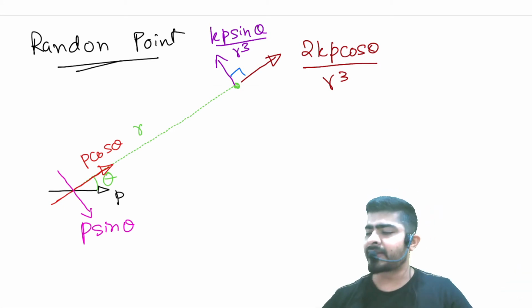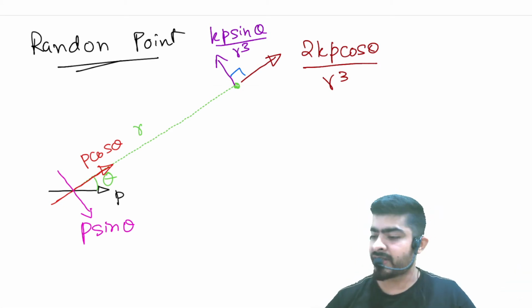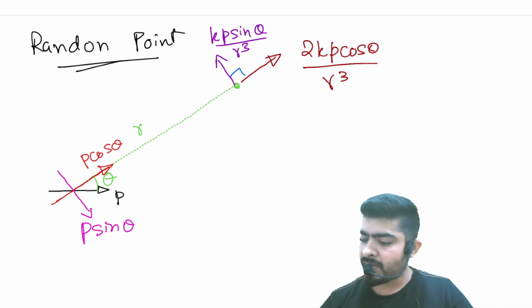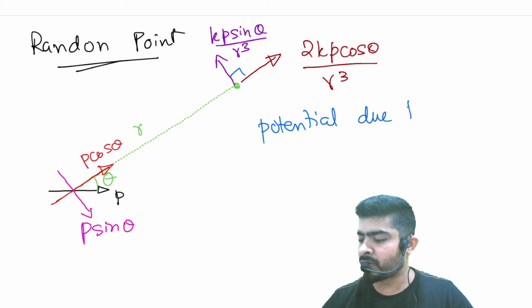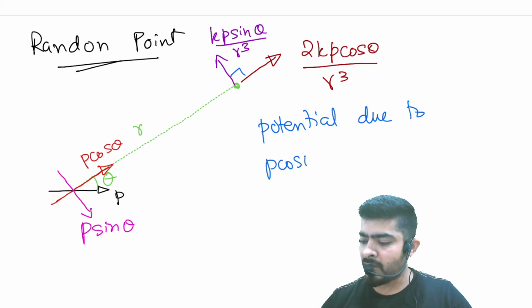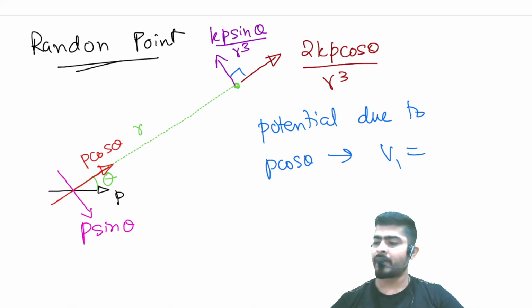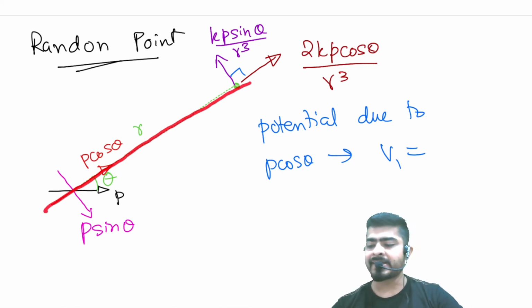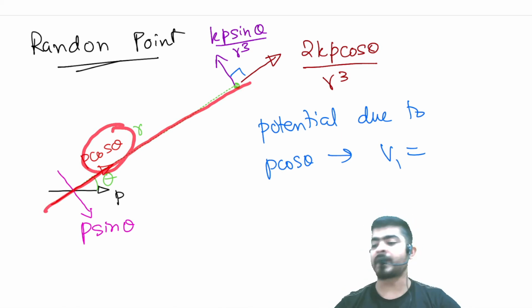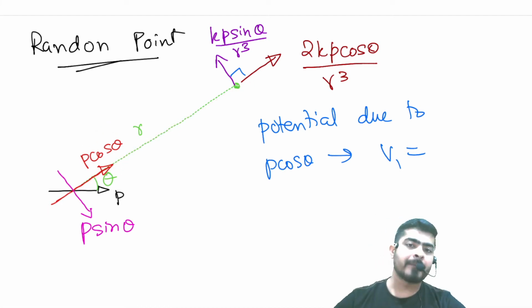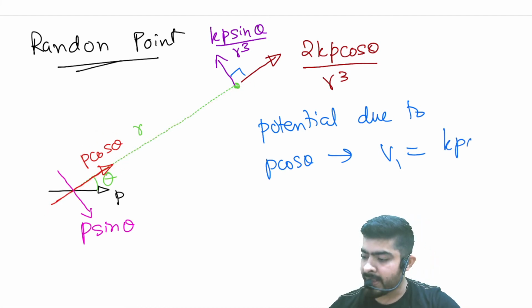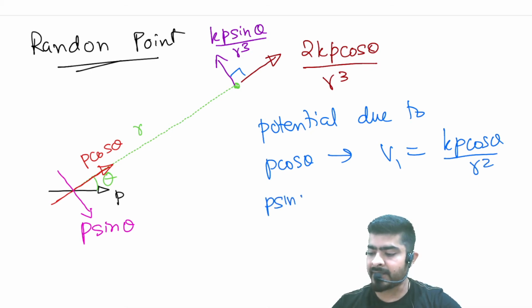Then what about the potential? Potential due to p cos theta will be how much? On the axis, due to p cos theta, potential is kp by r square. So here we get kp cos theta by r square. And what about p sine theta?